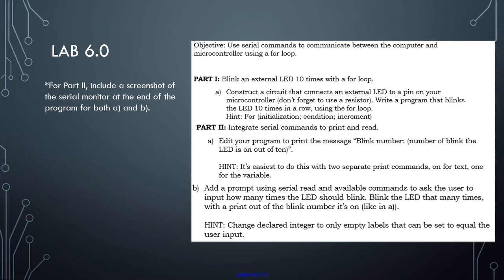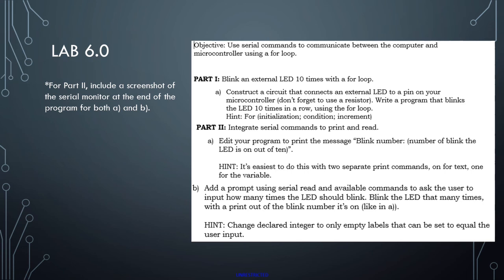And then for part 2, you'll be editing your program to print the message, blink number, and then whatever number blink that you're on. And so this just means that after each blink or before each time your LED blinks, it will print out what blink number it is on out of 10. And so again, I'm giving you a hint. It's easiest to do this with 2 separate print commands, one for the text, the blink number text output, and then a separate print command for the variable that you're outputting.